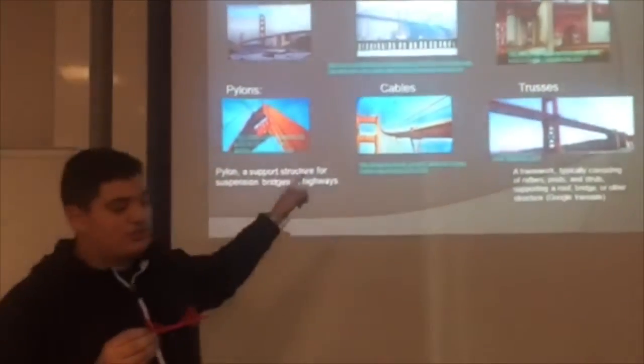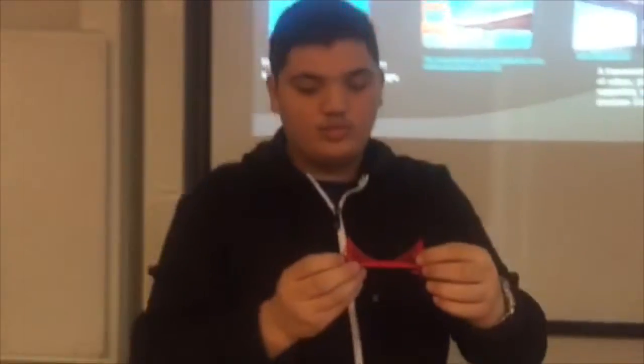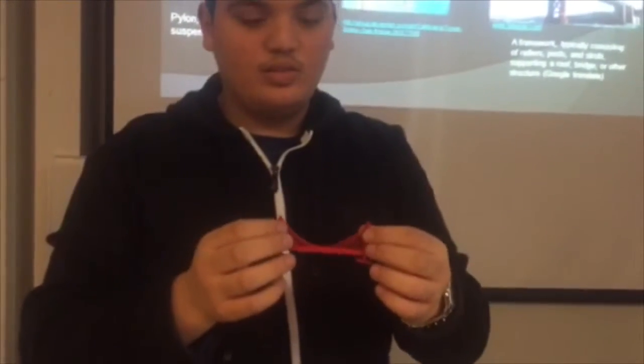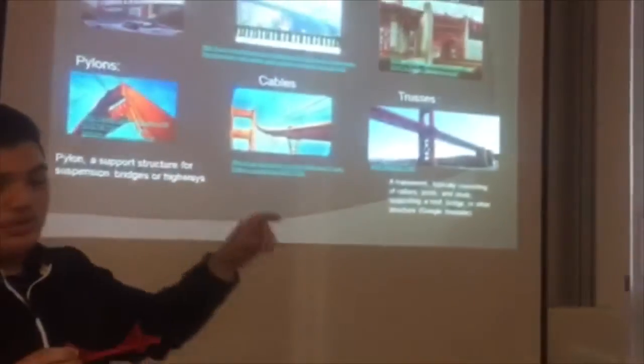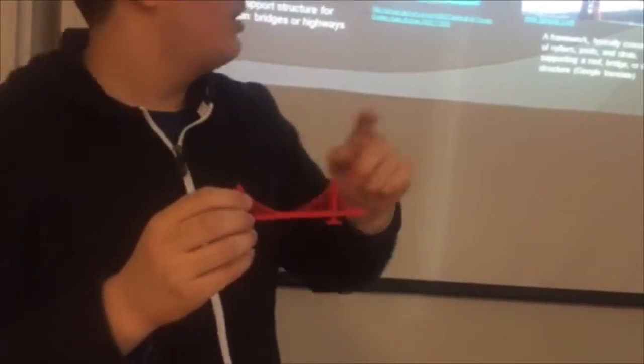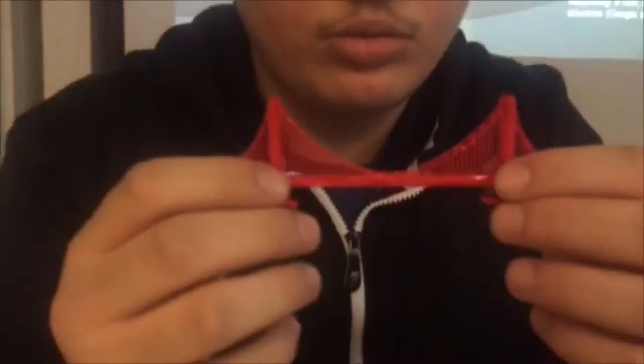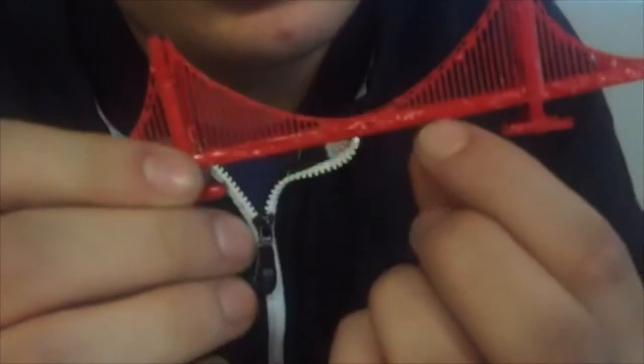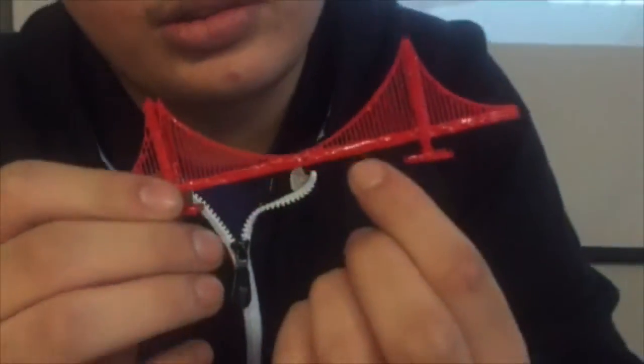I can show you the pylons, which are these two. These are the pylons. The cables, of course, are these two, which are made of steel, and the trusses, which are supposed to be here, but I don't think it will be so clear as you can see here. These are the trusses.